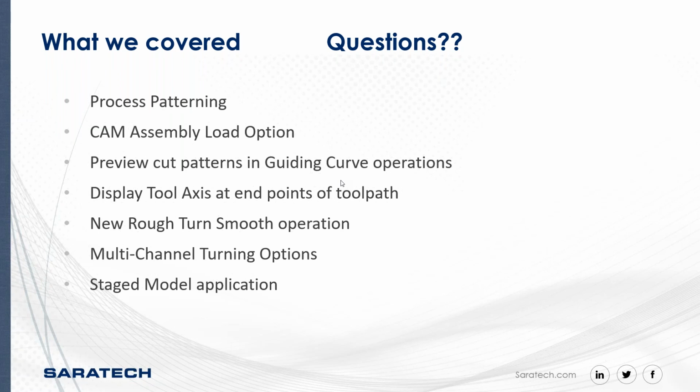And there's two new turning operations: rough turn smooth for longer tool life, and multi-channel, so you can more quickly program your dual channel machines. And then the one we just covered, which is for the planning stage before you start even manufacturing, to make your models for different stages of manufacturing.